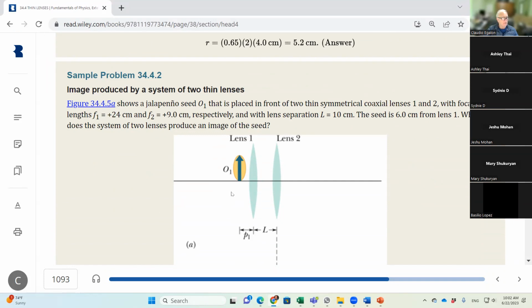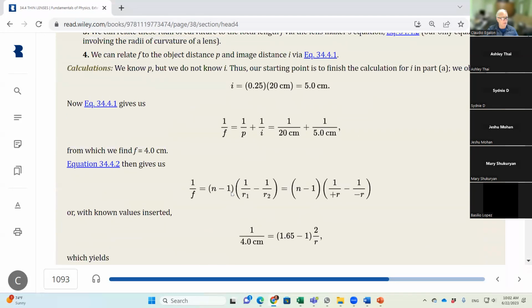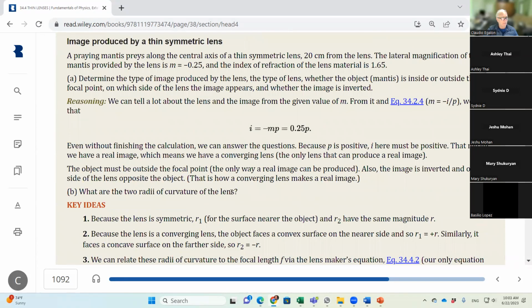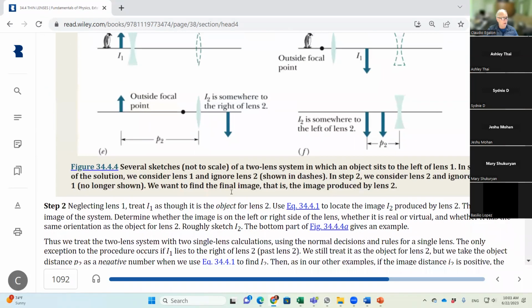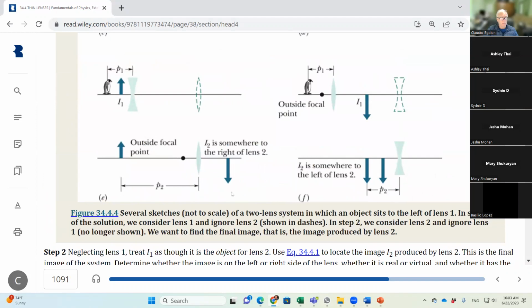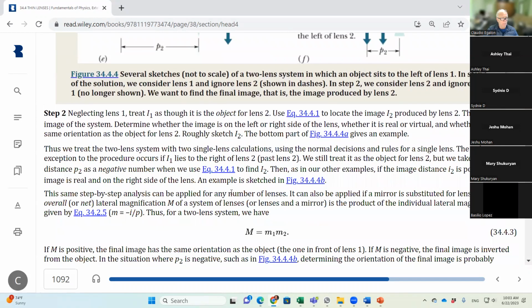Our image produced by a system of two thin lenses. And then we have systems of lenses, right? We're going to cover that as well. But now, any questions? Can an image ever be real and upright?